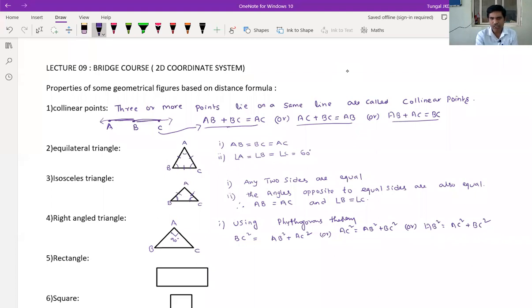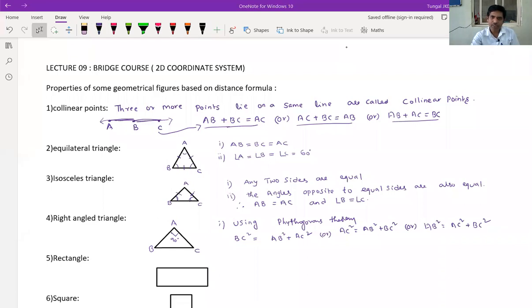If you interchange the positions of A, B, C, you will get one formula. We don't know whether the 90 degrees forms at A, B, or C, right? That's why all these three are written. So Pythagoras theorem is nothing but: the square of the hypotenuse is equal to the sum of the squares of the other two sides, then the triangle forms a right angle triangle. Understood?